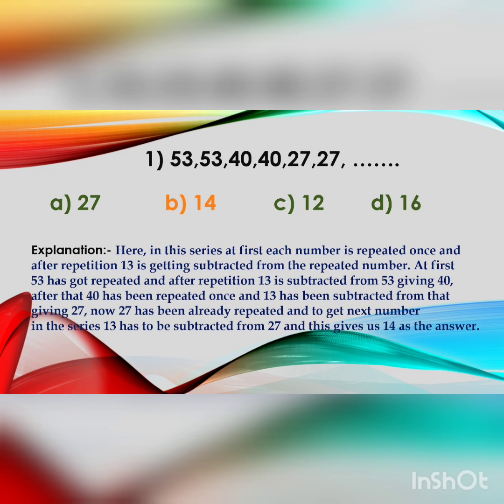Now 27 has been already repeated, and to get the next number in the series 13 has to be subtracted from 27 and this gives us 14 as the answer.